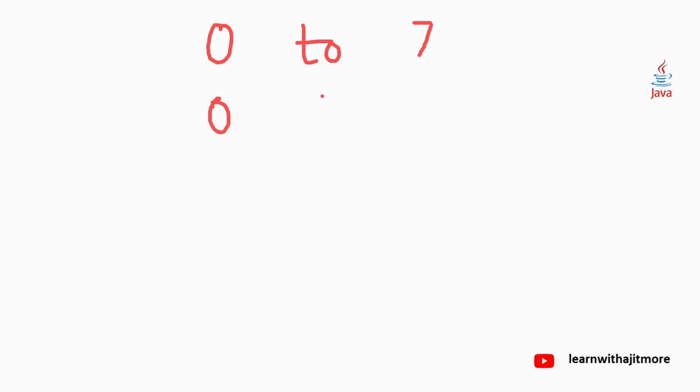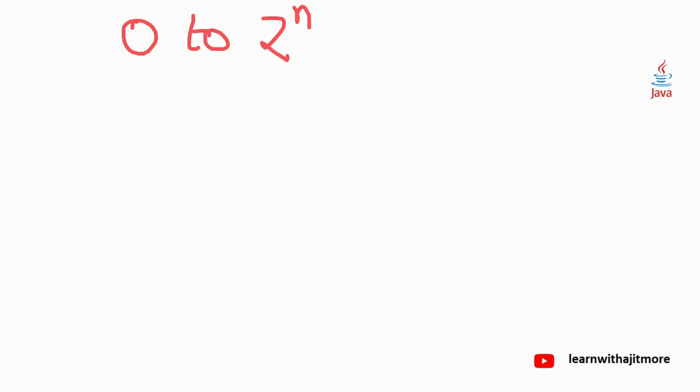Can I write it like this? 0 to 2 raised to 3 minus 1. Why 3? Because just now I took the example as 3 bit. So 2 raised to 3 is 8, 8 minus 1. In general, can I write this as 0 to 2 raised to n minus 1? And in case of character, we have to take this range. And remember, in Java, characters are 2-byte Unicode. So it takes 2 bytes, meaning how many bits? 16 bit.